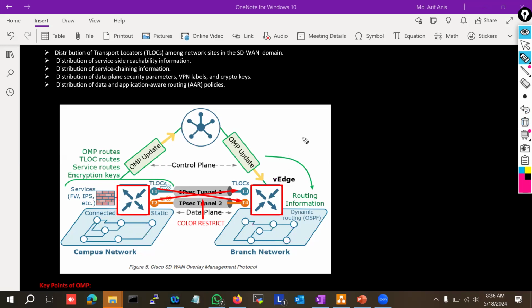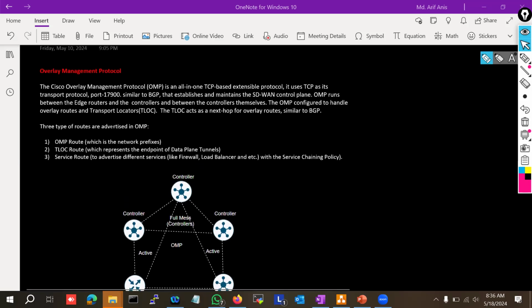So here in OMP, that next hop is the TLOC, right? There are three types of routes advertised in OMP, right? One is the OMP route, which is also called a vRoute, which is similar to a BGP prefix, a network prefix. Another route is the TLOC route, which represents the endpoint of the data plane channel, right?